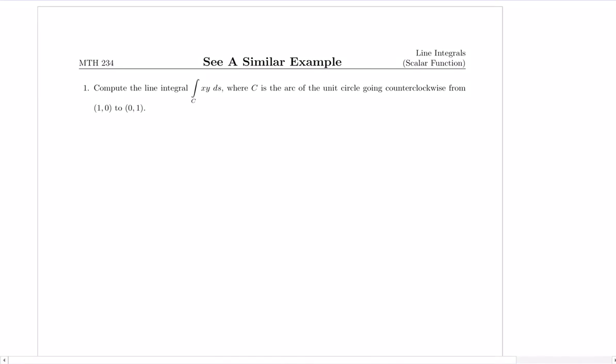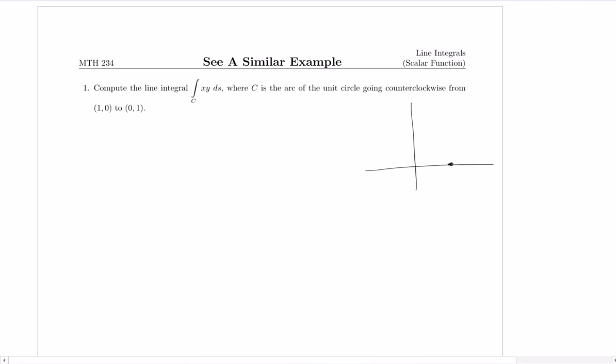In this video, we will compute the line integral of a scalar function. So here we're computing the line integral of the function xy over the curve C, which is a piece of the unit circle. It says it's the part of the unit circle going counterclockwise from (1, 0) to (0, 1).